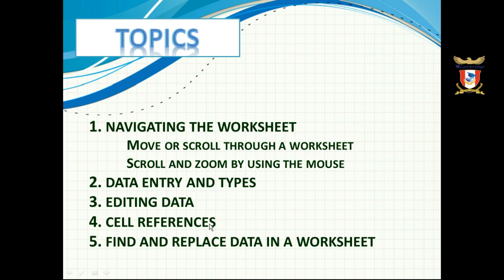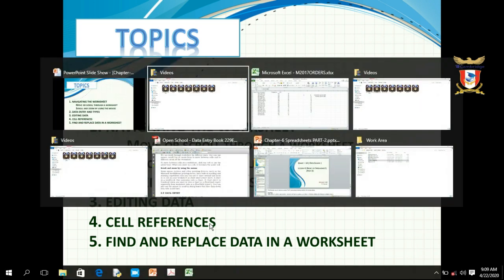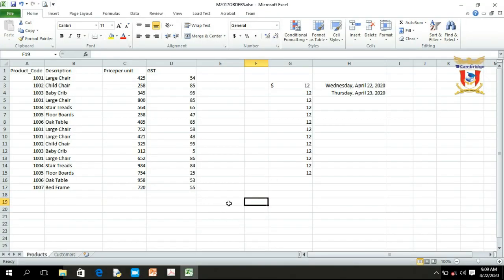After editing data, next we will discuss cell references. A cell reference means an address of a cell with the help of which you can identify the cell. We already discussed this in the previous lecture, but today we will discuss the same topic again. Each and every cell in this worksheet has a reference, an address.